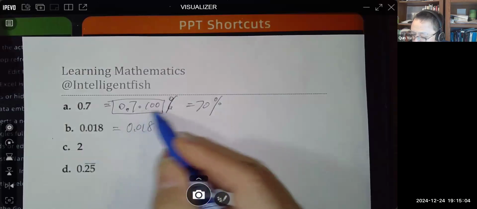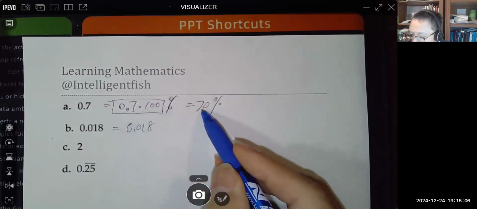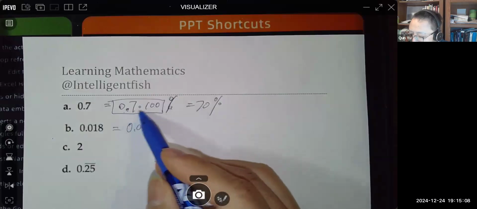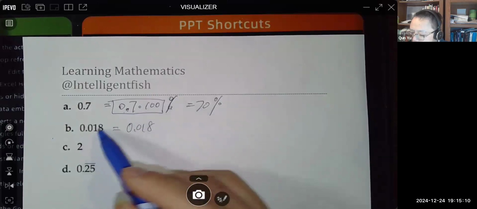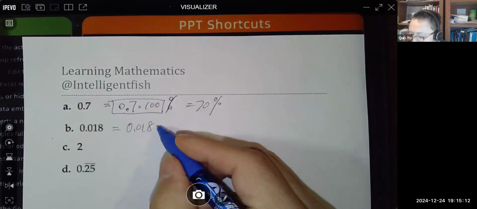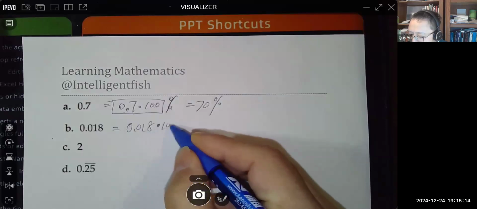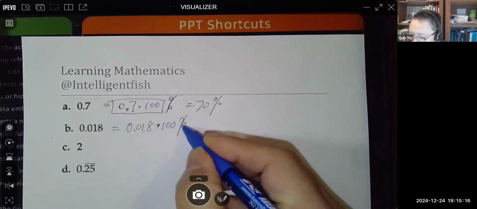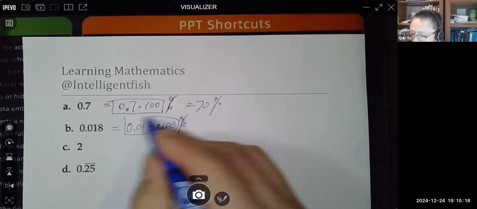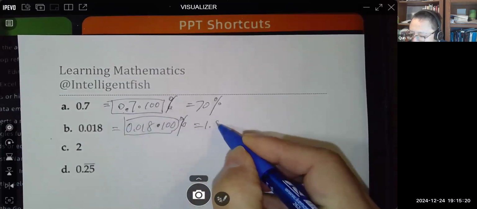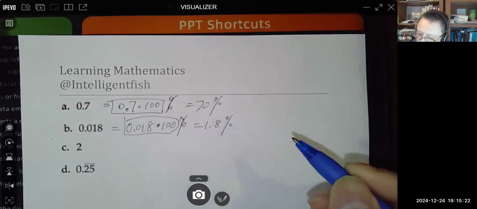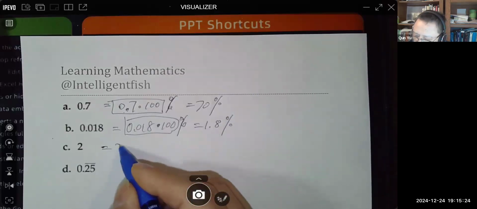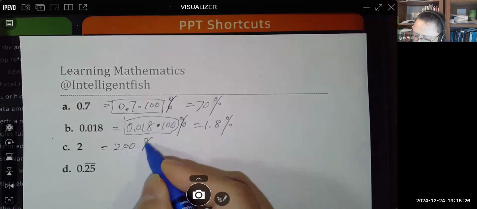Now this one is exactly the same thing, 0.018. If you notice that from 0.7 to 70% is 2 digits to the right, you can simply move 2 digits to the right, which is 1.8%. But if you don't see that or forget that, all you need is to simply multiply them together. You get 1.8%. Now 2, same thing, 2 digits to the right, that's 200%.